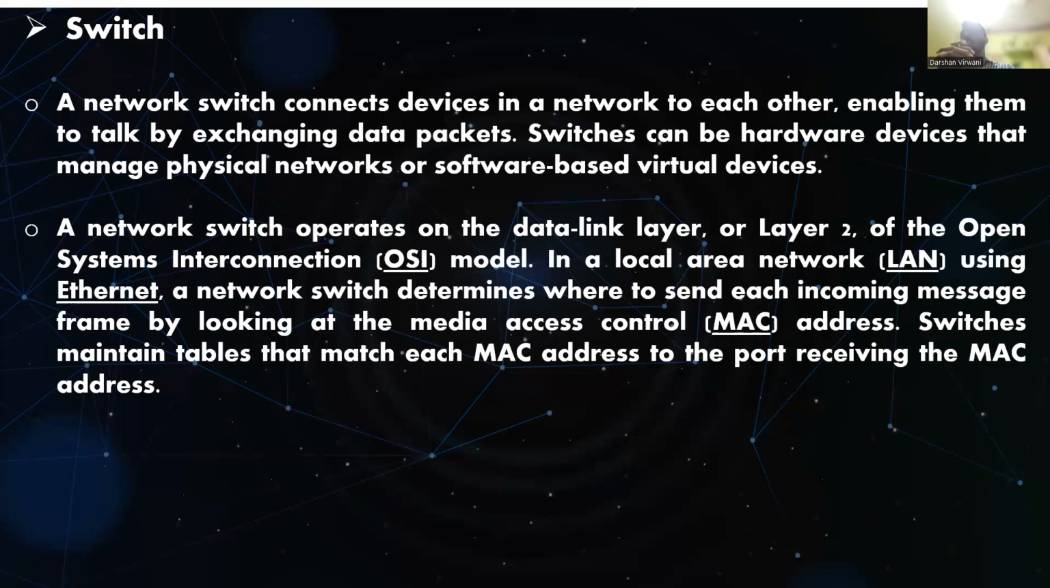A network switch connects devices in the network to each other, enabling them to talk by exchanging data packets. Switches can be hardware devices that manage physical networks or software-based virtual devices. The switch operates on the data link layer, layer two of the OSI model. In a local area network using Ethernet, a network switch determines where to send each incoming message frame by looking at the media access control address. Switches maintain tables that match each MAC address to the port receiving it.